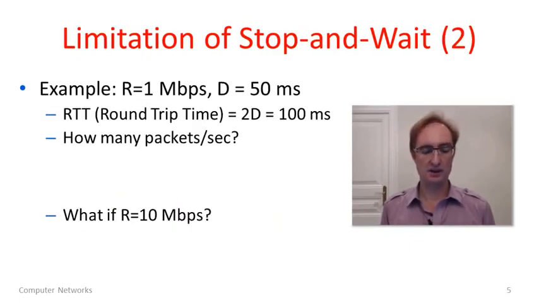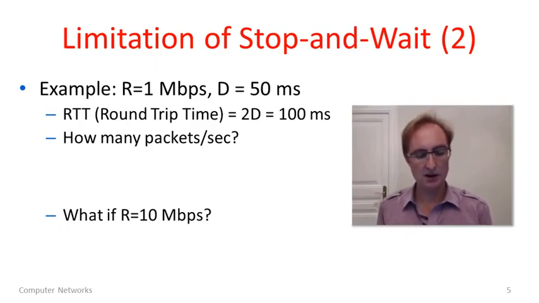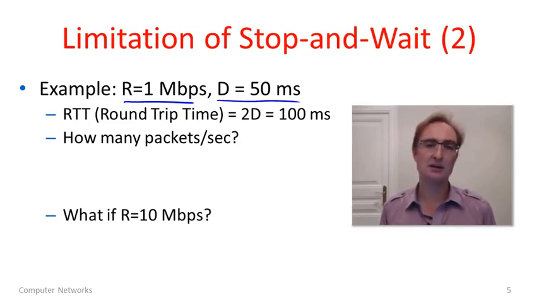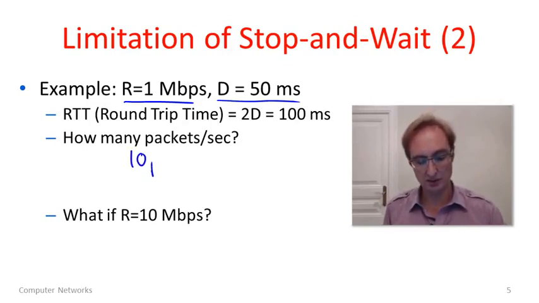So let's take a look at how much of a limitation this is. Imagine that we have a network with a rate of 1 megabit per second, that's the capacity of the network, and the propagation delay is 50 milliseconds. So the round trip time will be 100 milliseconds. How many packets a second can we transfer reliably over this network using sliding window? Using stop and wait, which will turn out to be a sliding window of size 1. Well, I can see by inspection that if it takes 100 milliseconds, that's a tenth of a second, to send a bit to the other side and back, then at most we'll be able to send 10 packets a second.